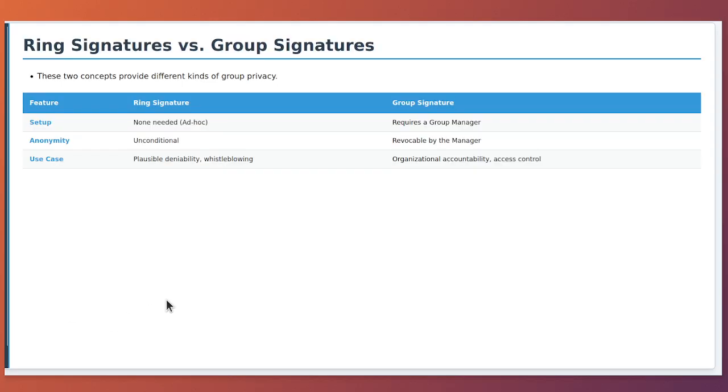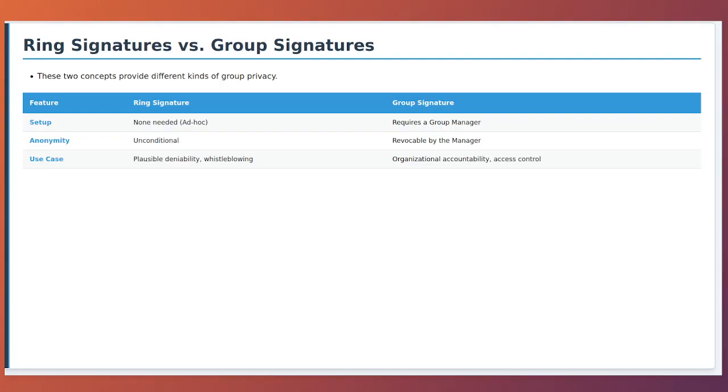Ring signatures versus group signatures. It's important to distinguish ring signatures from another concept called group signatures, as they solve similar but distinct problems. The biggest difference is the lack of a manager. In a ring signature scheme, there is no setup and no central authority. Any user can spontaneously decide to form a ring with any other set of public keys and create a signature. The anonymity is unconditional and cannot be revoked.